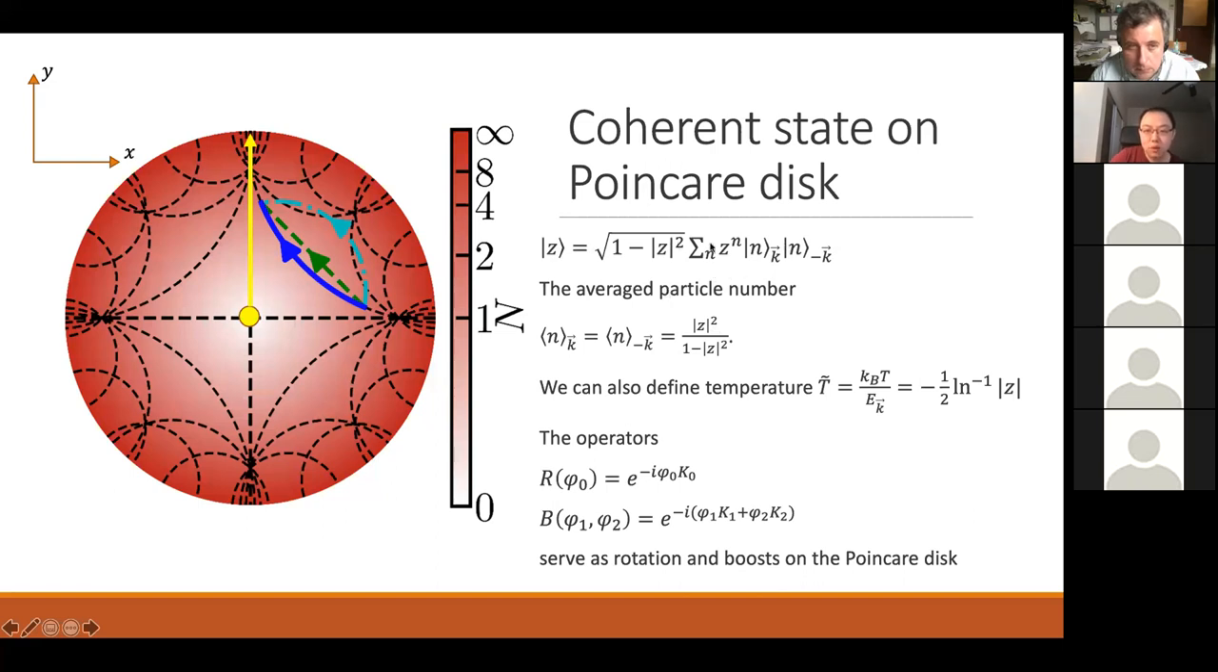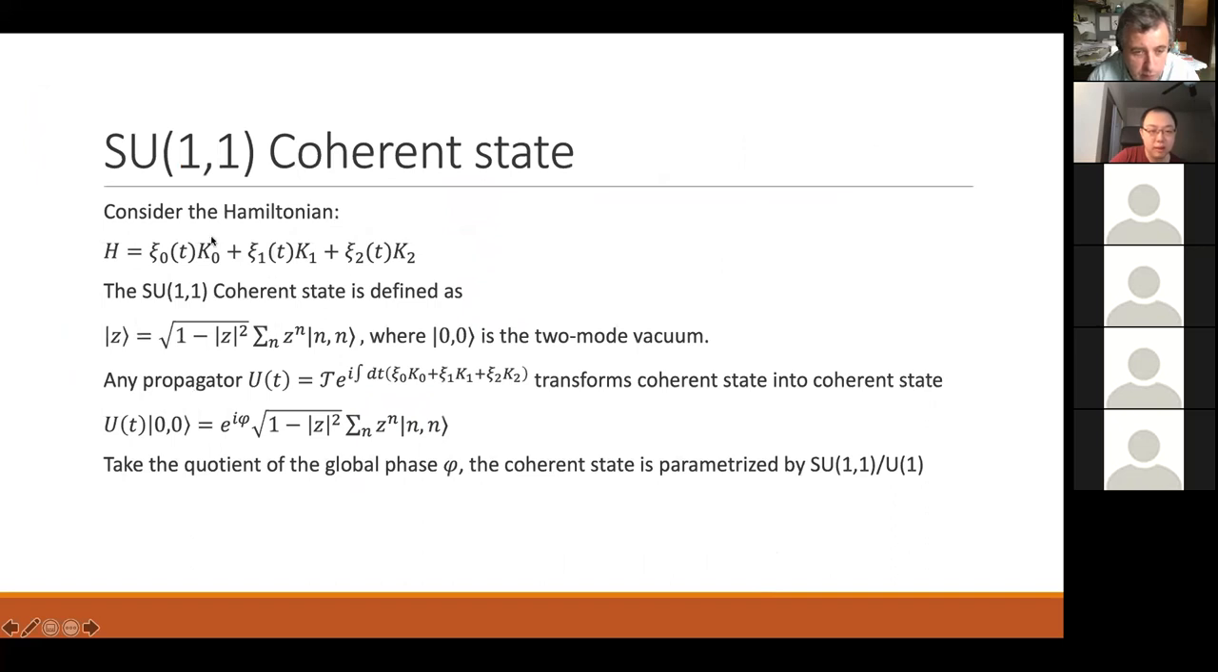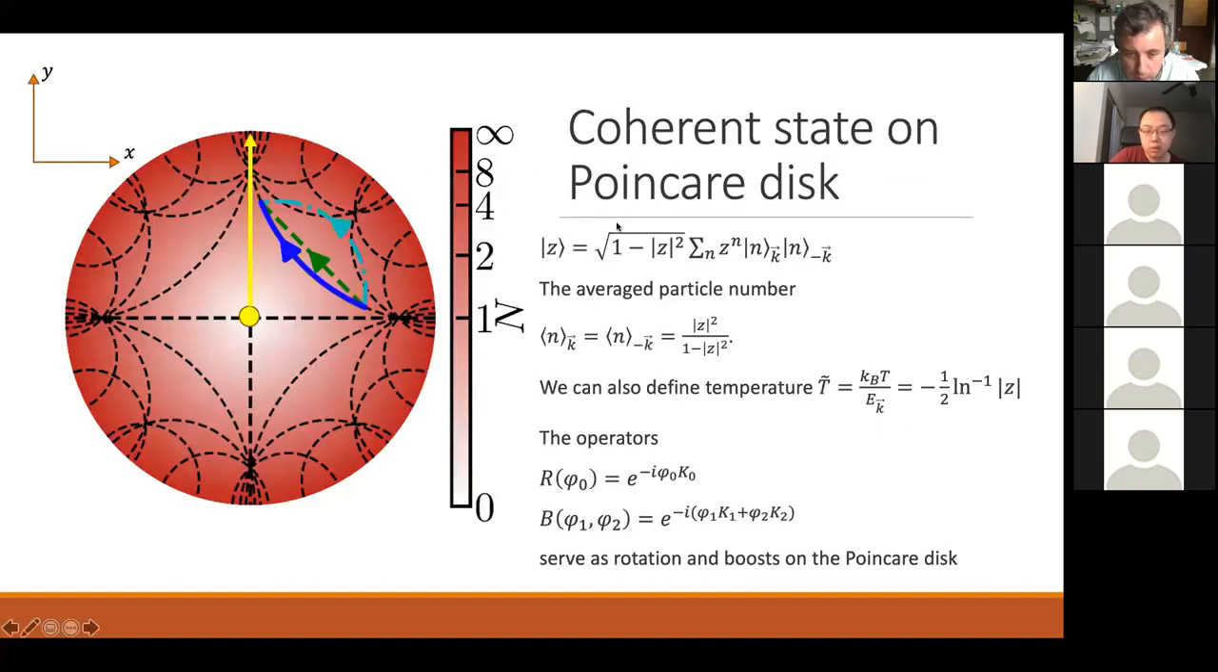And also, since this coherent state has this specific form, where we have a summation over n and z to the power of n, we also know that if we are not considering this two-mode squeezing term, and we are only considering this Hamiltonian K0, then the energies in those different n states are equally spaced. So from this we can define a temperature for this state, and one can evaluate this temperature as minus one half over the logarithm of z.